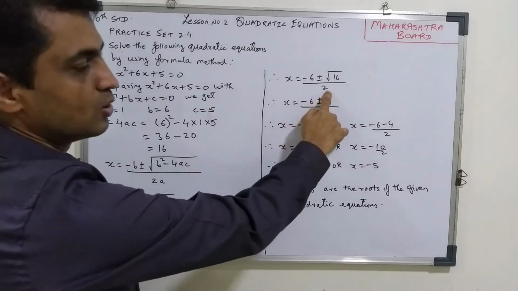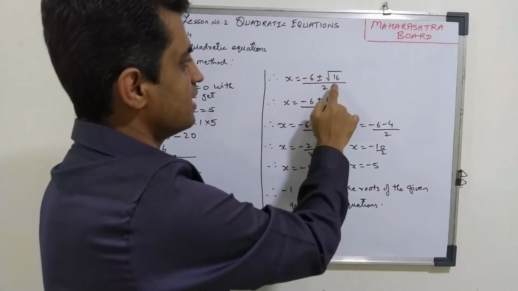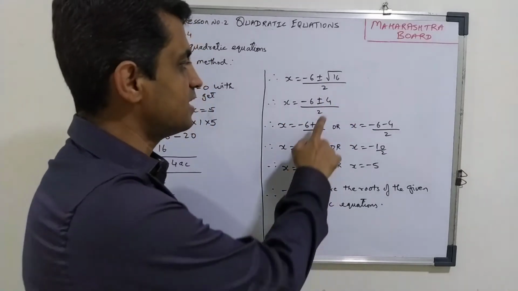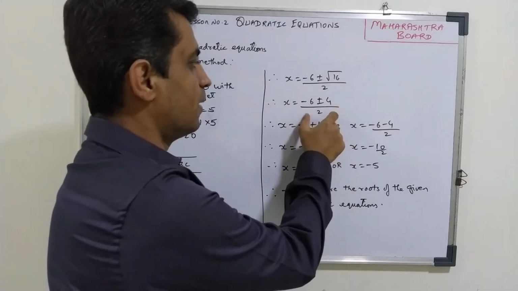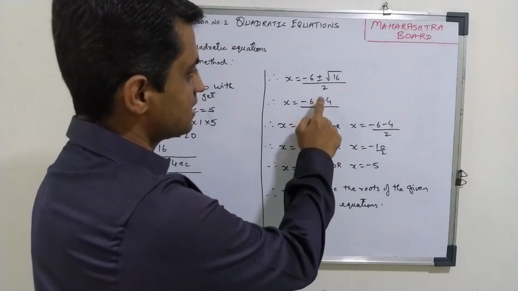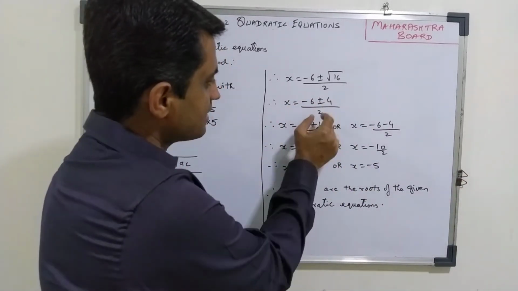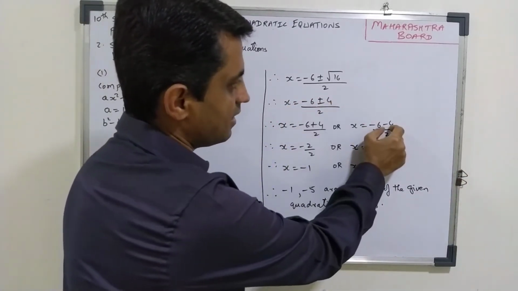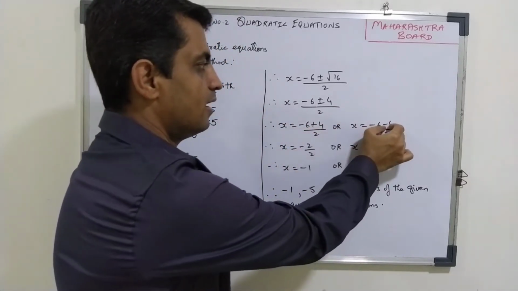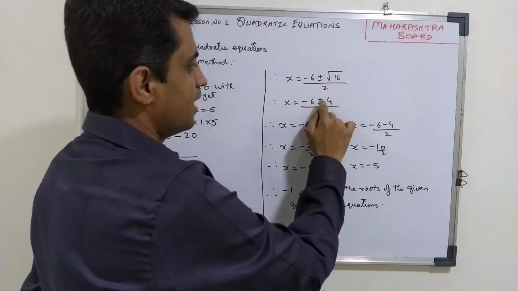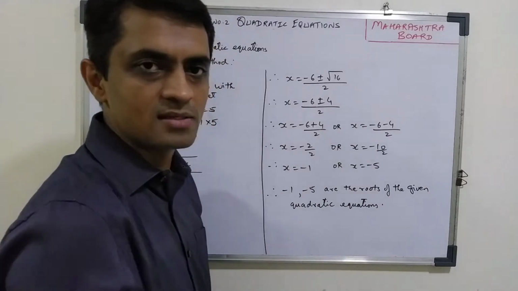upon 2 ones are 2. Now minus 6 plus or minus, what is the square root of 16? The square root of 16 is 4. So we got minus 6 plus or minus 4 the whole upon 2. Now there are two answers, plus and minus. So we bifurcated the two answers. One is written in the plus form, the other in the minus form. Everything remains the same, only the middle sign changes. So here it is plus, here it is minus. So we will get two answers.